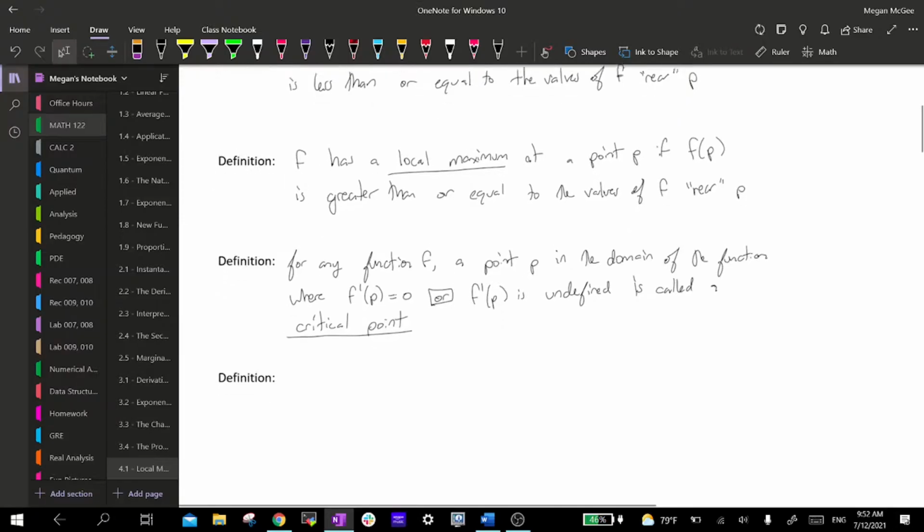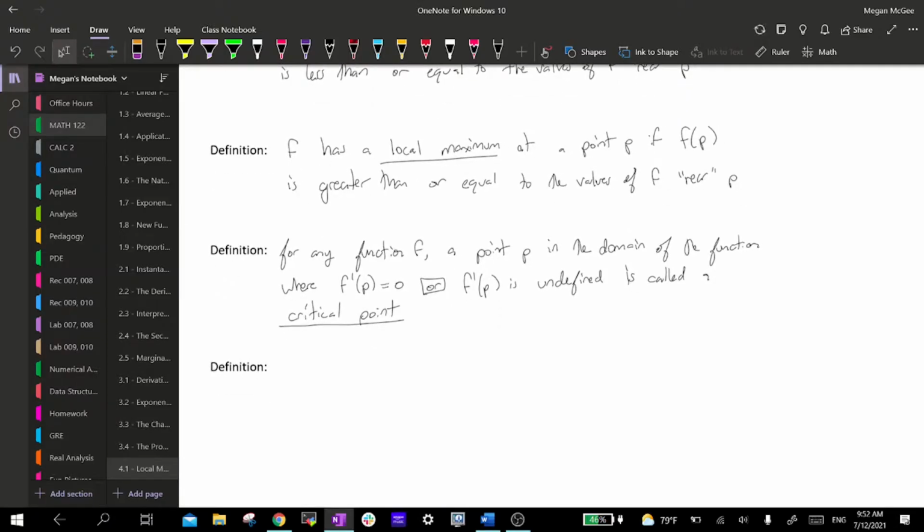All right? And then our last definition, I know we're starting off with a lot, but this is a critical value. A critical value of f, of the function f, is the evaluation at the critical point. So f of p, where p is a critical point. So it's just the y value for all x's that give critical points. Okay?